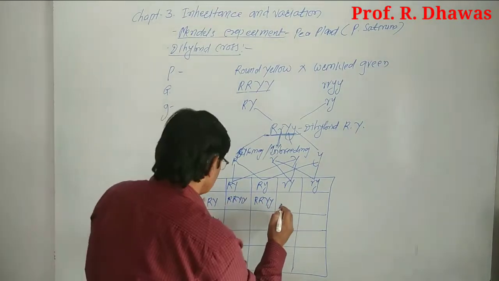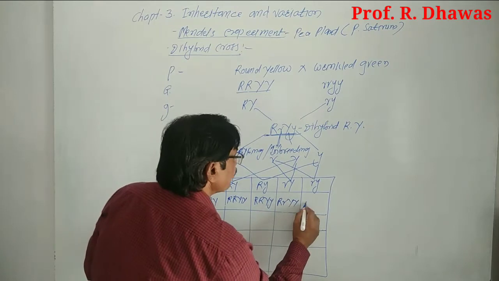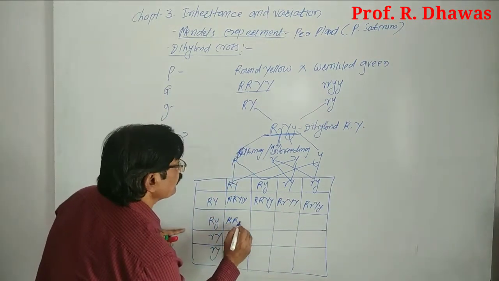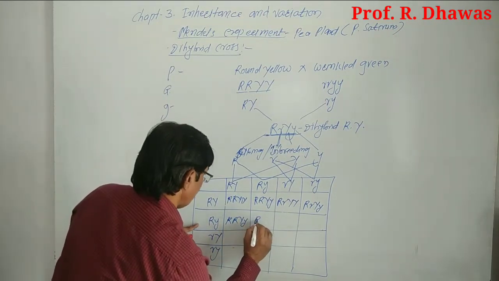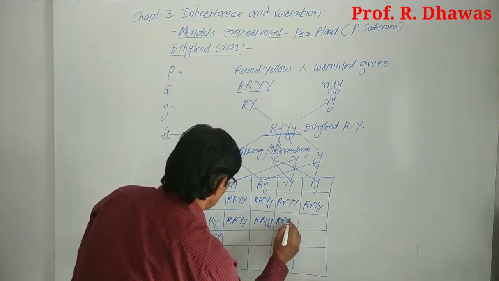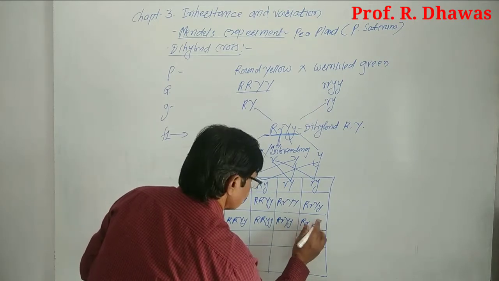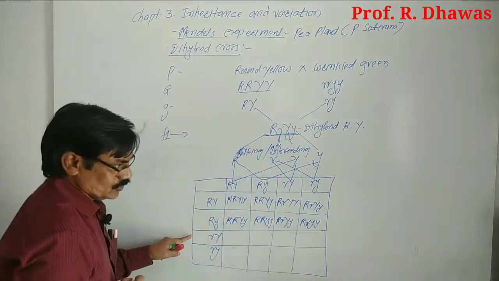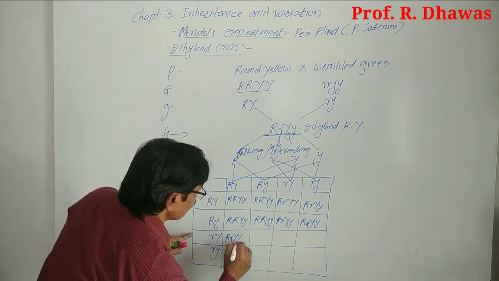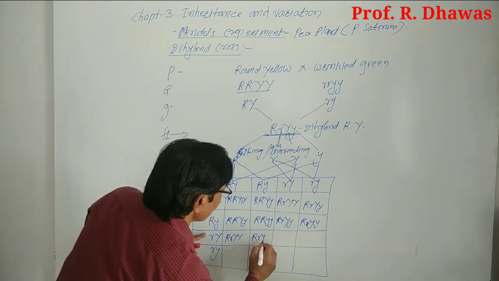So the third one is capital R capital Y, capital R small r, capital Y small y. Then capital R capital Y small y, capital R small y, capital R small r, capital Y small y, then capital R small r, small y small y. You write this carefully: capital R small r capital Y, then capital R small r, and capital Y small y.